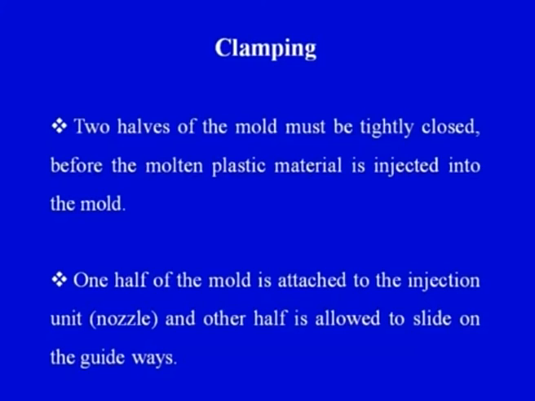Now let us see some important features of each stage. First stage is clamping. Two halves of the mold must be tightly closed before the molten plastic material is injected into the mold. So this is giving us the meaning of clamping, which I have already explained. One half of the mold is attached to the injection unit, that is the nozzle that we have seen in the diagram, and the other half is allowed to slide on the guideways.